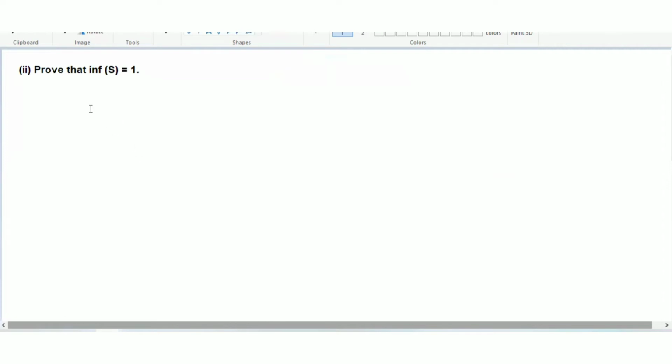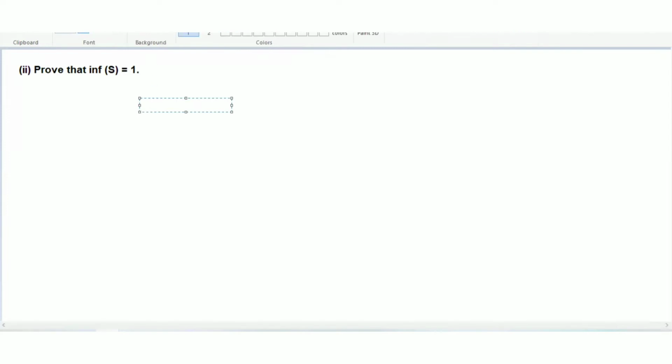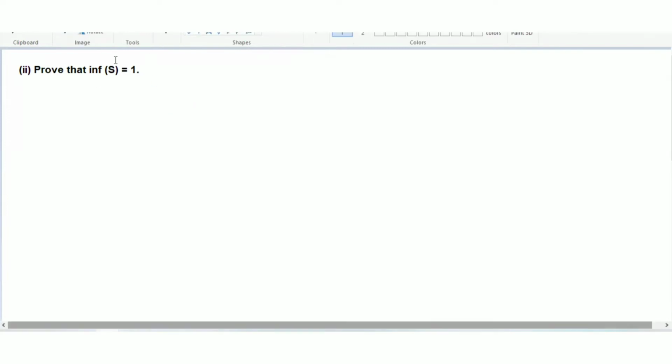Let's do the second part of the question. Here we have to prove that the infimum of set S equals 1. I have already uploaded a video on the supremum and infimum of a set. Please go and watch that video so that you can understand clearly what infimum and supremum are. I will give the link in the description.